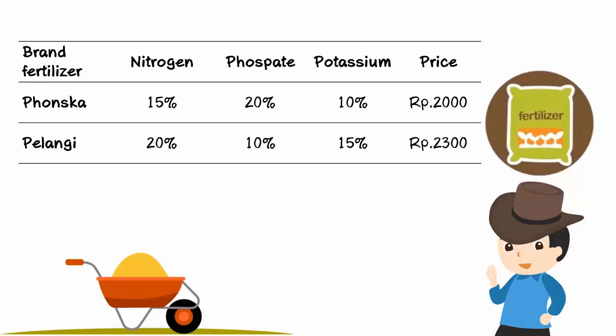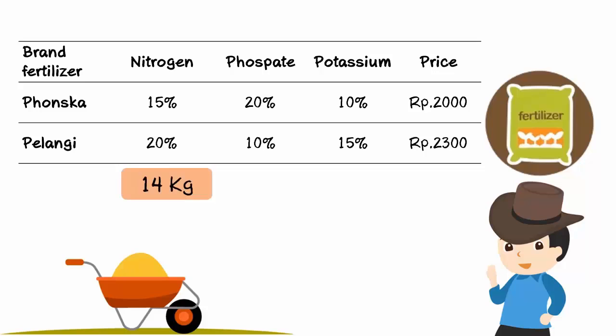Now the farmer needs to fertilize his crop too. He will use two brands of fertilizer, Ponska brand and Pelangi brand. Each brand contains nitrogen, phosphate, and potassium inside of the fertilizer. Here is the percentage of nitrogen, phosphate, and potassium contained inside the fertilizer. Now we will talk about the price. The Ponska brand has a price of 2,000 rupiah, and the Pelangi brand costs 2,300 rupiah.